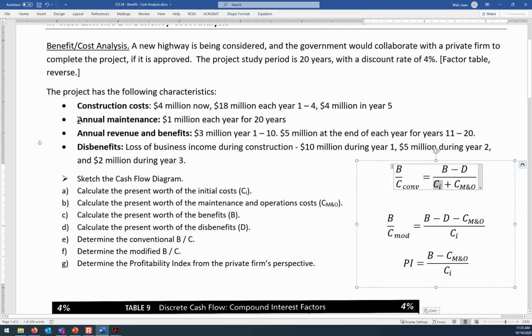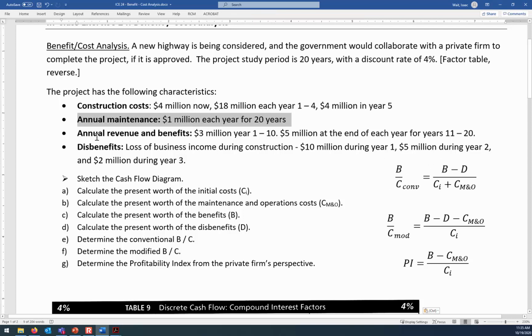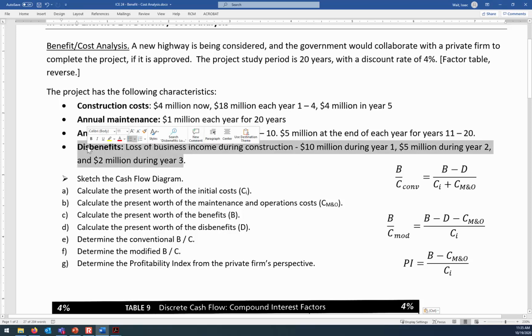We also have here the costs of maintenance and operation, and that's an annual series. Then you can see that there's a description of the revenue or benefits, and so we're just combining together the monetized value of the benefits here. And it's $3 million a year in years 1 through 10, $5 million at the end of each year, years 11 through 20. And then there are some disbenefits that also have to be considered.